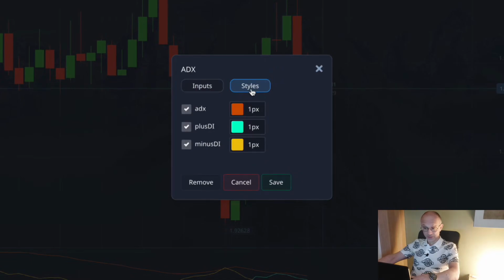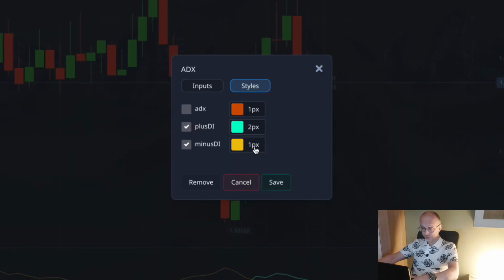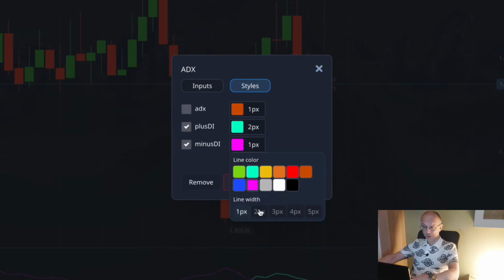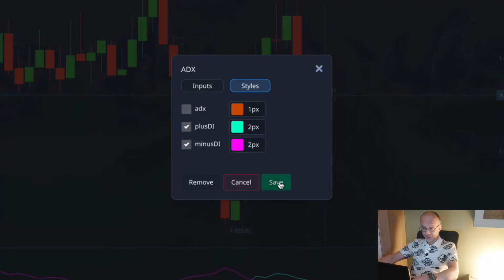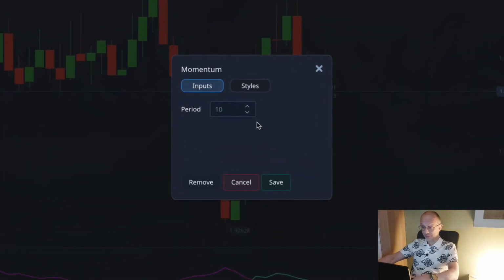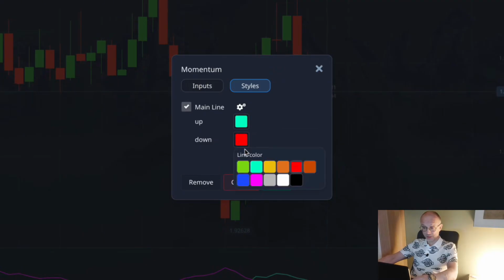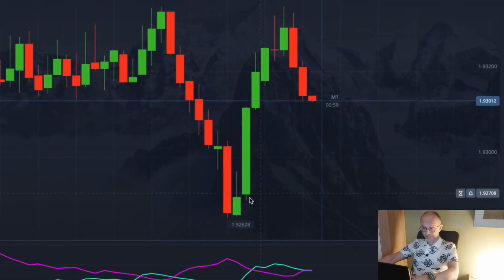Go to Style and disable the ADX line. Set the width of plus DI to 2. And set the width of minus DI to 2. Color pink. And save. Let's configure the momentum. Set the period to 7. Go to Style, set the up line to turquoise and the down line to pink, and save.